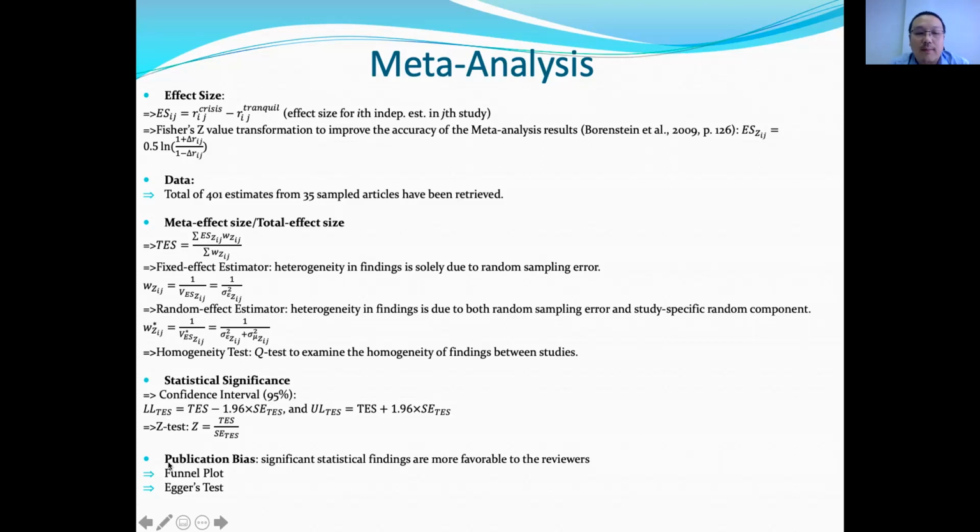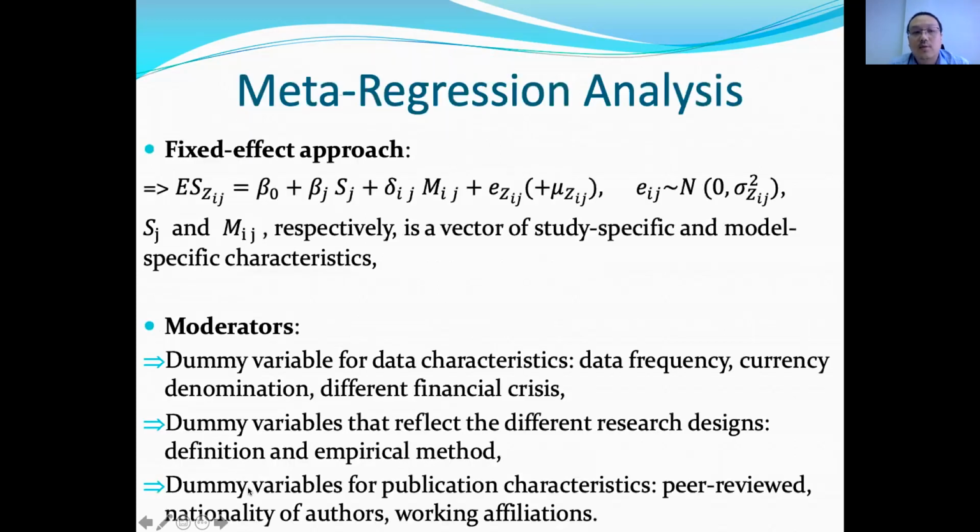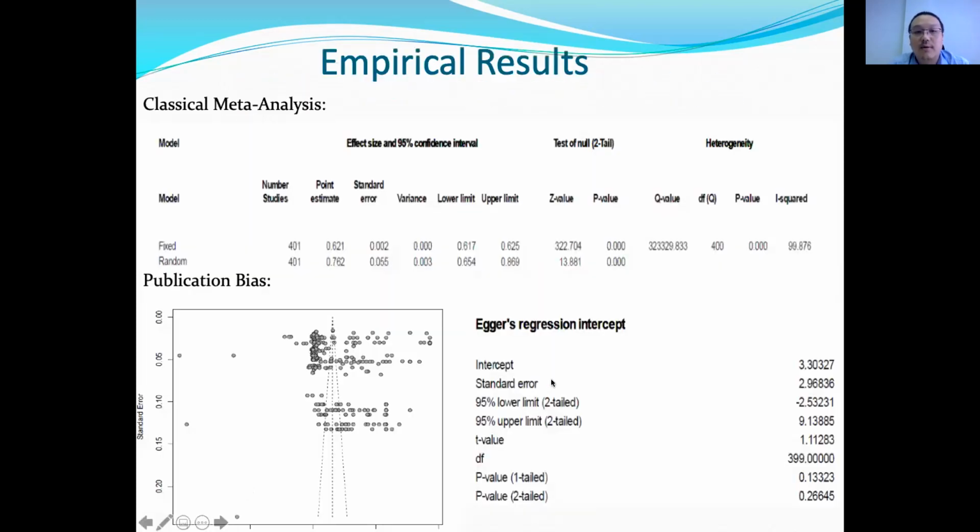whether there is publication bias. Publication bias can be assessed through a graphic approach, the funnel plot, or a statistical approach, the Egger test. That one I can show you from here.